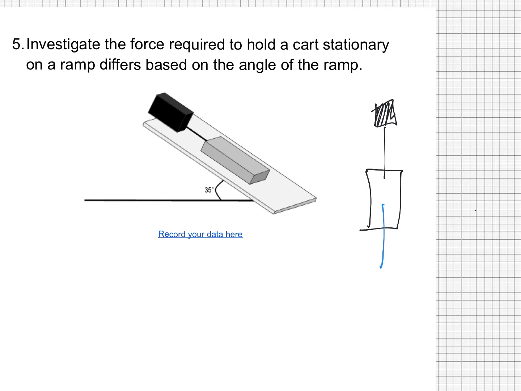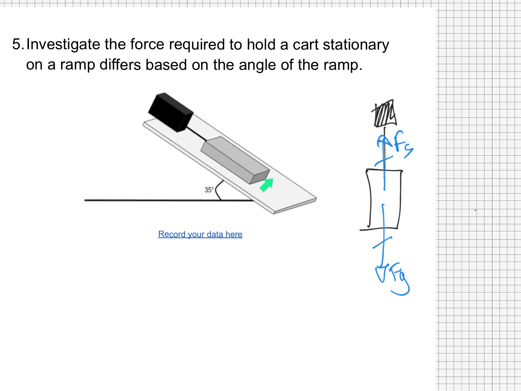And the reason we're going to do that is because if it's stationary, then our force of gravity and the force of the sensor up on the object is going to produce a net force of 0, which is going to tell us that these two forces are equal. So from that, we can then determine what is the weight of our cart off of the ramp.